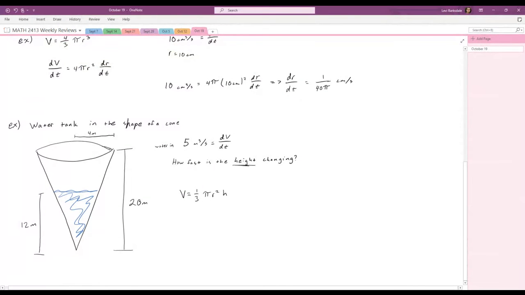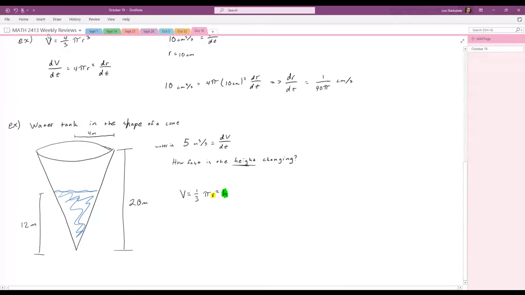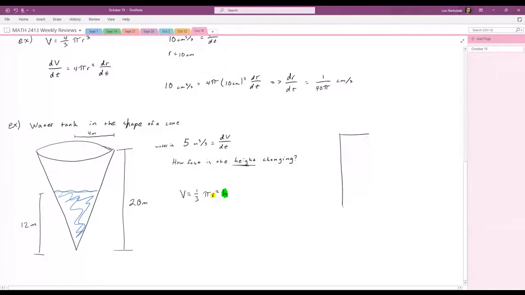So the problem with this equation, though, is that it has two variables in it. It has radius, and it also has height. But I don't particularly care about the radius. I'm given the radius, sure, but I'm only interested in how fast the height is changing. So there should be some way for me to reduce this problem so that it's only relating volume and height. Well, if I draw a cone from the side as a two-dimensional triangle, what I have is it's 20 meters tall and 4 meters wide.